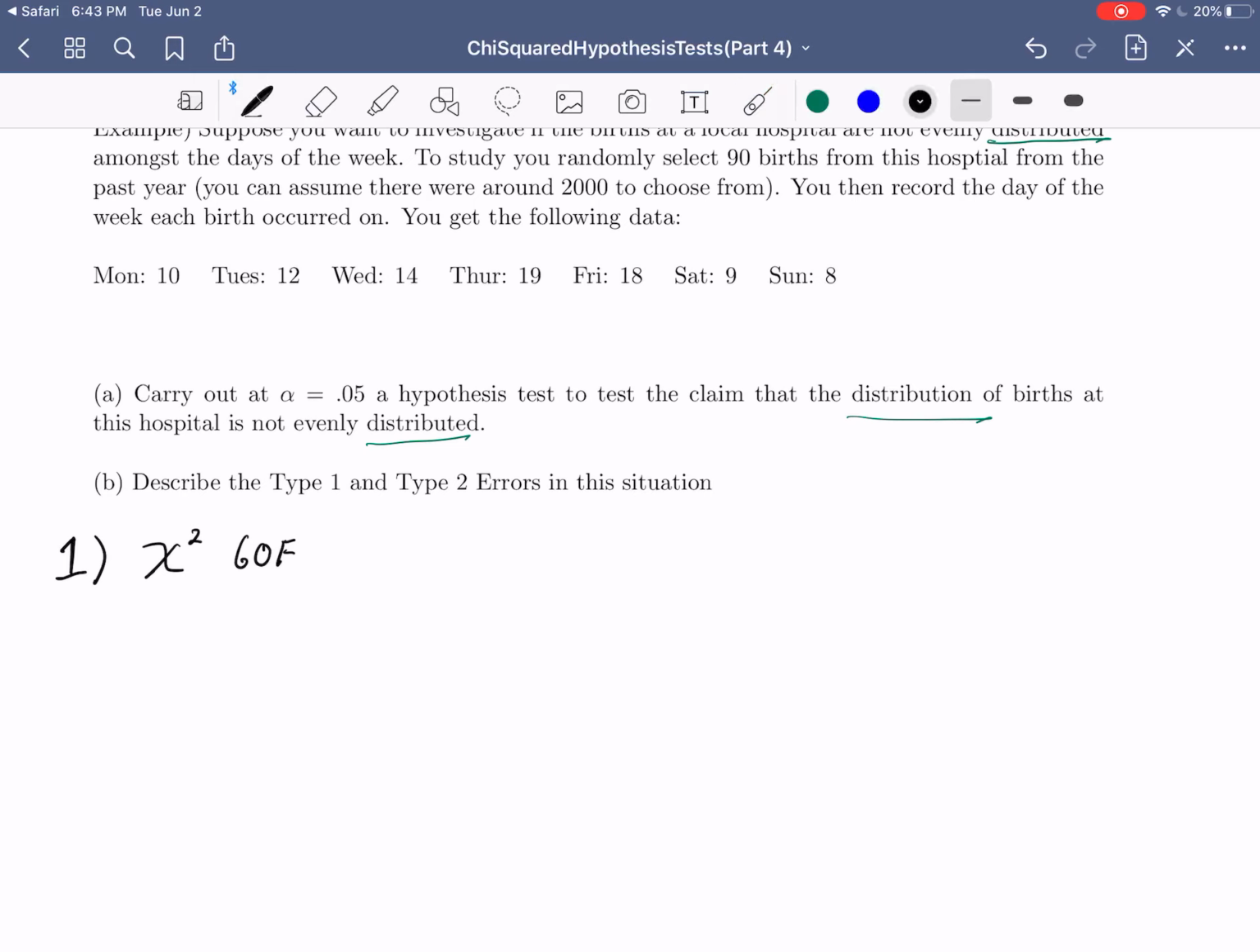So let's talk about the hypotheses here. My apologies, we should move that down real quick. This is going to be a chi-squared goodness of fit. Now we're ready for step 1, the hypotheses. So what is our null hypothesis here? Well, our null hypothesis is whatever the baseline assumption is here.